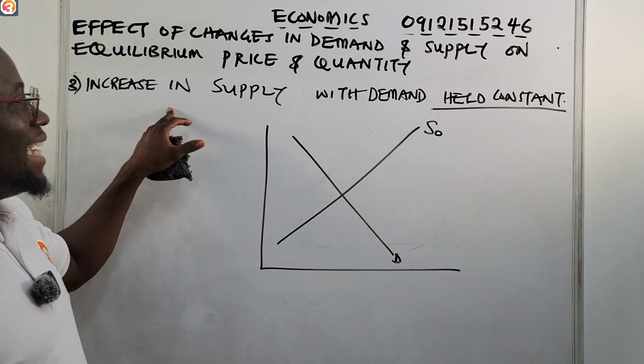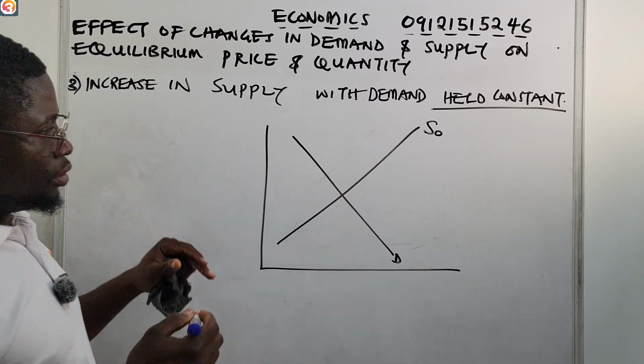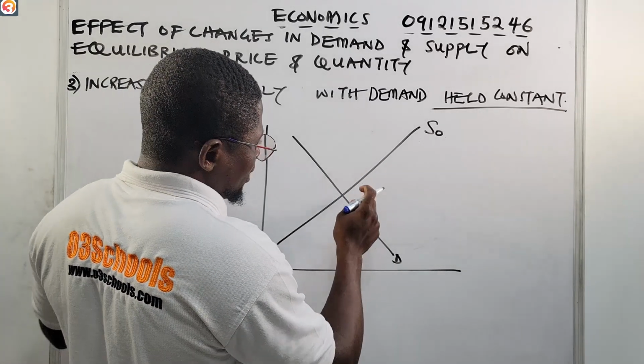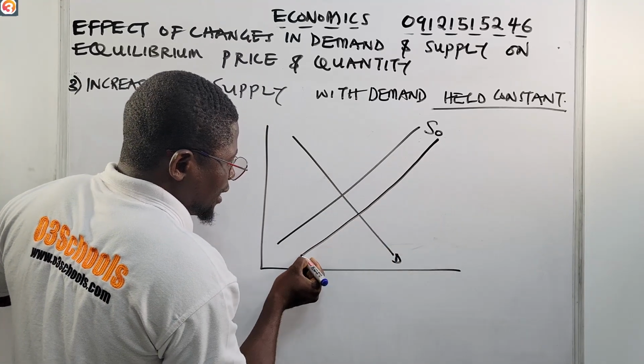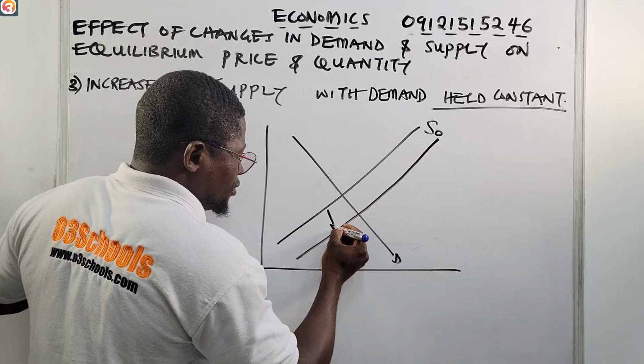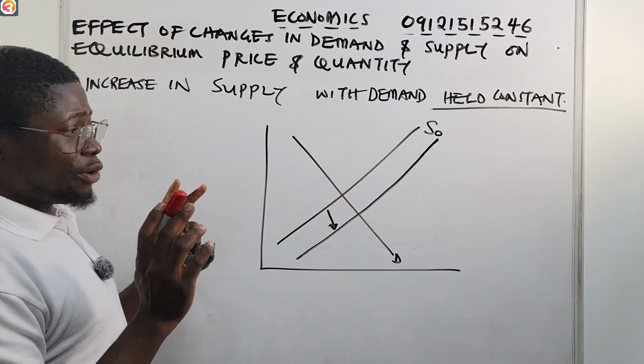So if there's an increase in supply, the curve shifts from the left to the right. It shifts from here, from the left, down to the right. This is a shift from here towards here. First of all, initially, let us take our equilibrium positions.